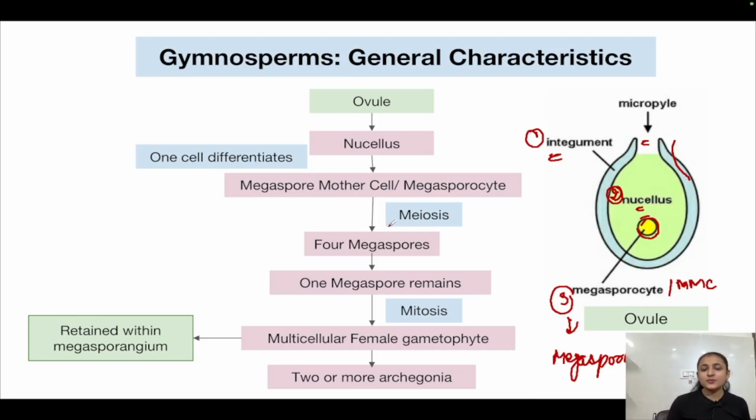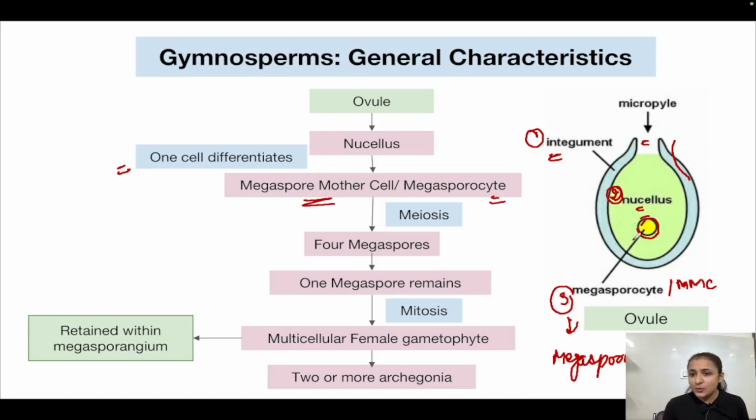So let us look at this process. Inside the ovule of gymnosperms, the nucellus is present. So one of the cells of the nucellus now differentiates. The megasporangium is present inside the nucellus. The nucellus is surrounding the megasporangium. The megasporangium is also made from nucellar tissue. So either we can call it the nucellus or we can call it the megasporangium, but if we study in detail, it is better to call it the megasporangium. So one of the cells of the megasporangium differentiates into the megaspore mother cell or the megasporocyte.